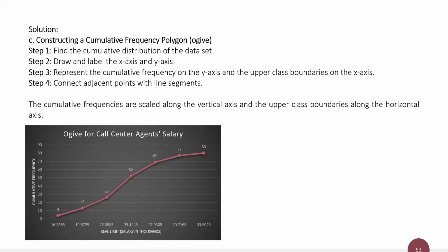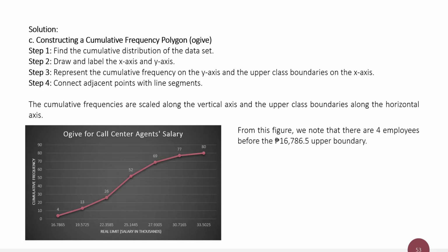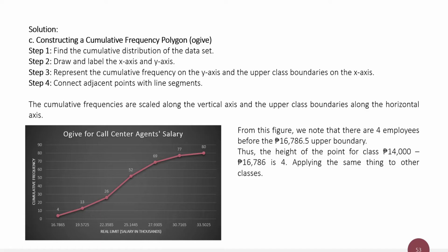Okay? So, from this figure, we note that there are 4 employees before the 16,786.5 upper boundary. Okay, so thus, the height of the point for class 14,000 to 16,786 is 4, and applying the same thing to other classes.